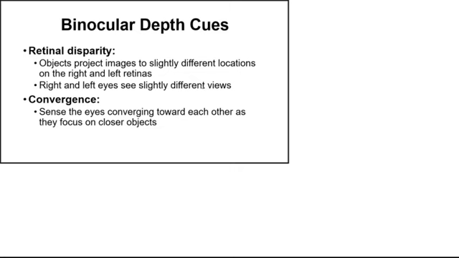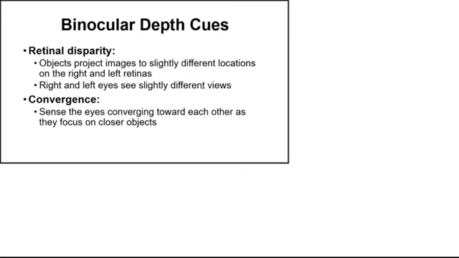So with these binocular depth cues, we're relying on the fact that our eyes are in slightly different positions. Kind of like when we were thinking about auditory localization, our ears are on opposite sides of our head, and so we can tell where things are located based on when they arrive at our ears. With our eyes, we rely on the fact that things look a little bit different whether you're looking at it with your right eye or your left eye. So the first of these terms is retinal disparity.